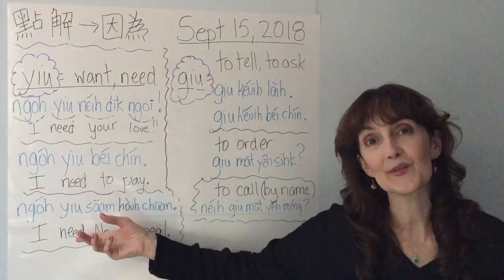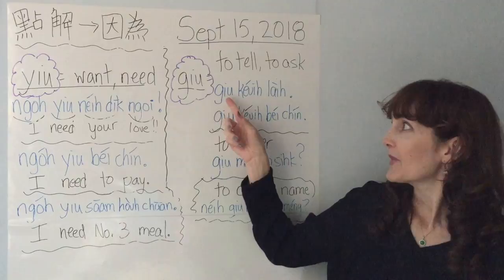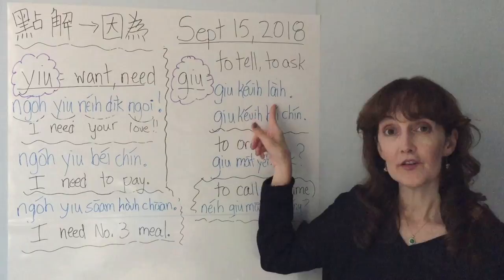Okay, moving on now to the giu. Giu is to tell or to ask. That's one way you can use this verb. So for example, giu kao lei is tell. I didn't write the English, maybe I'll subtitle it down below. But that's tell him to come. Lei is to come. So giu kao lei.